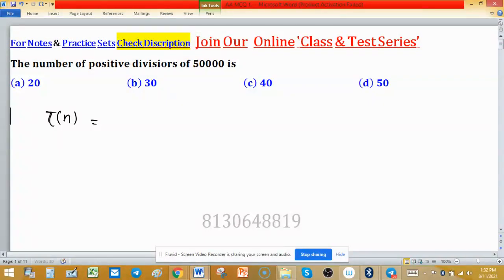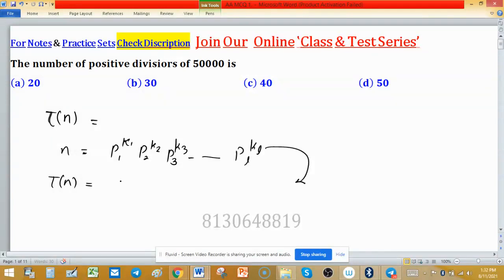Normally we use the notation tau n, and first write n as a product of powers of primes. Suppose n can be written as p1 raised to the power k1, p2 raised to the power k2, p3 raised to the power k3, and so on up to pl raised to the power kl. So how do we write tau n? The tau function uses the powers only. So it will be (k1 plus 1)(k2 plus 1), and so on up to (kl plus 1).